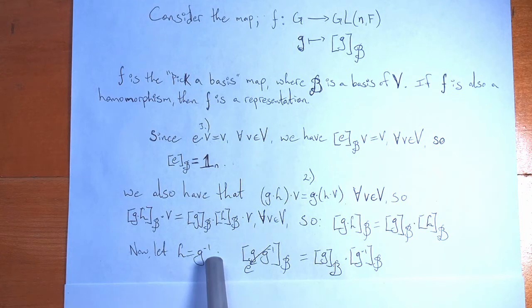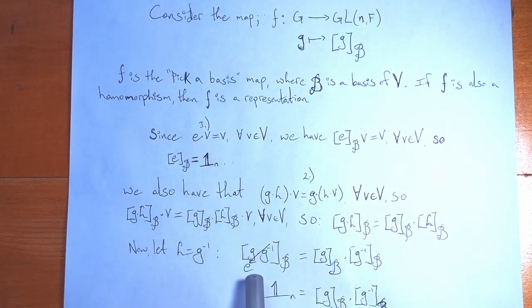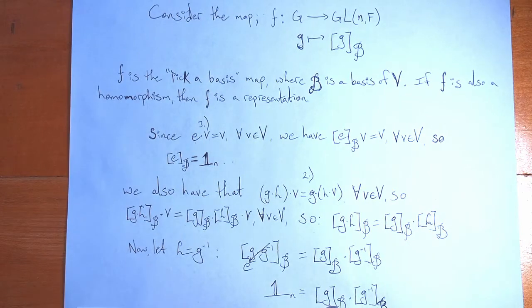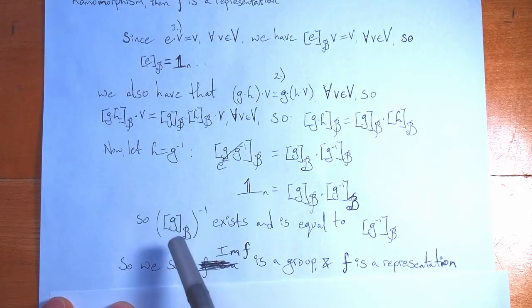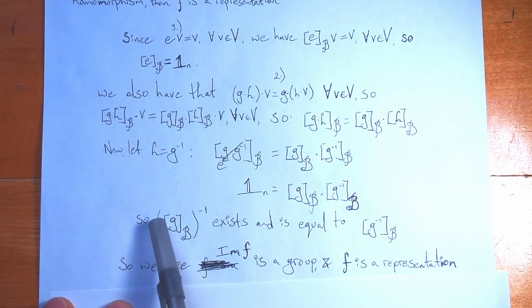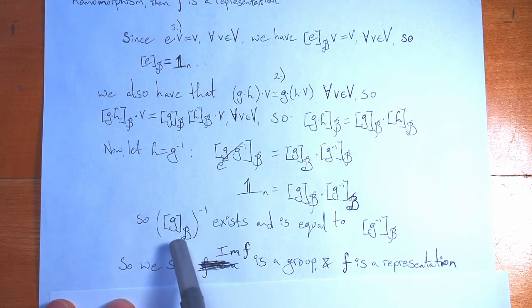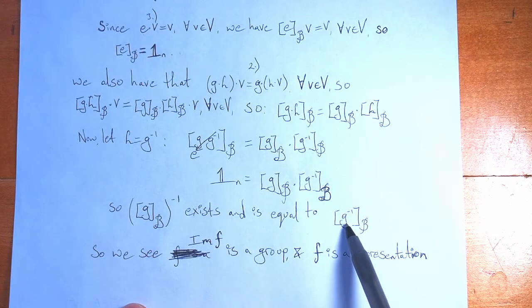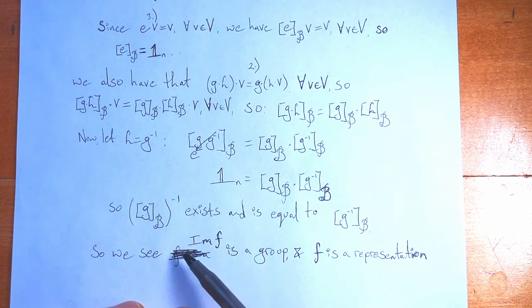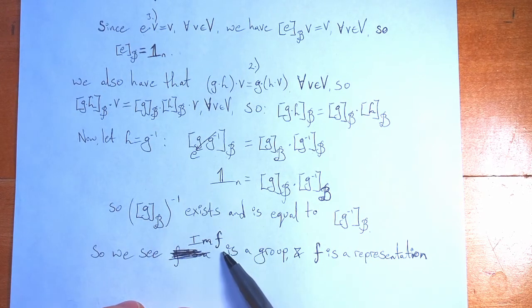If we let H be G inverse and plug that in over here, we have G times G inverse, that just goes to the identity. But we know that the identity element in our group gets mapped to the identity matrix. So we have G, after being mapped to the matrices by this pick-a-basis function, times G inverse being mapped by the pick-a-basis function, gives us the identity. This here is saying we take G, pick a basis, that maps it to the matrices. This is a matrix. It has an inverse. So that inverse exists and is equal to G inverse from our group, mapped by the pick-a-basis function. So we showed that the image of our pick-a-basis function is actually a group.